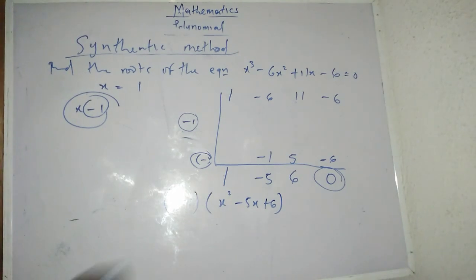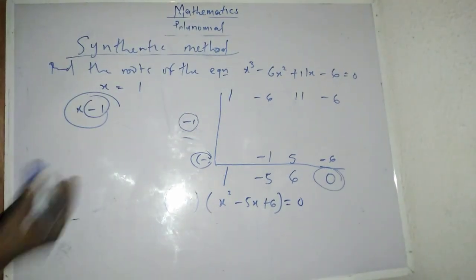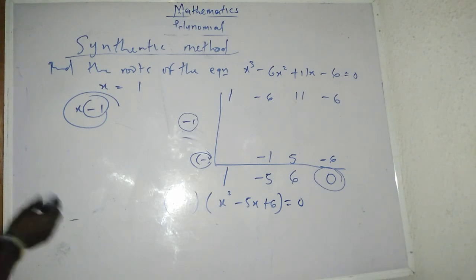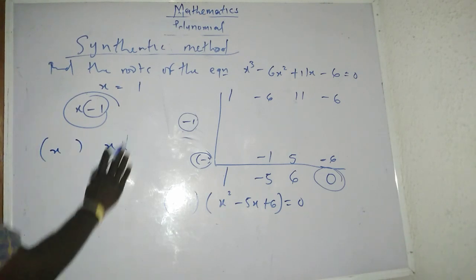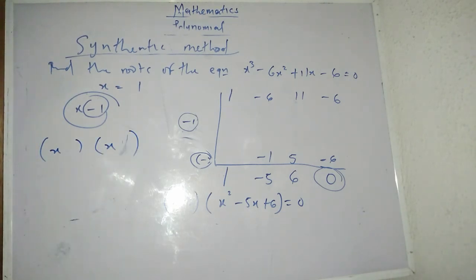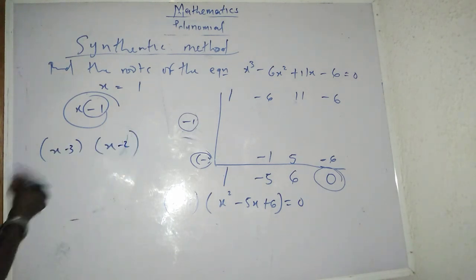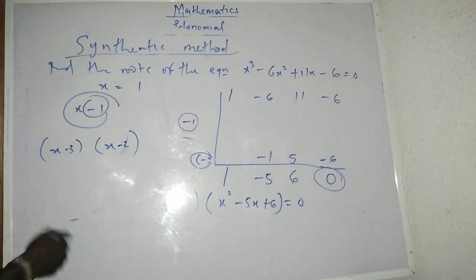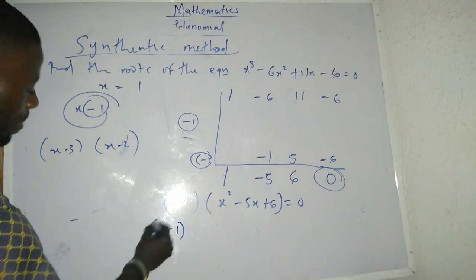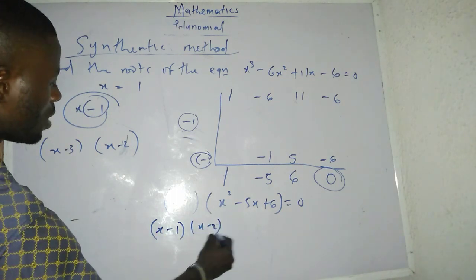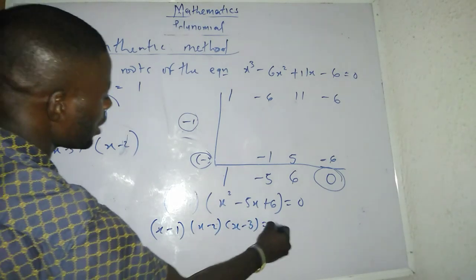This has now reduced to a quadratic equation, which I can factorize. Let me try minus 3 and minus 2. That is my answer. You can factorize it as x minus 1, x minus 2, x minus 3 equals 0.